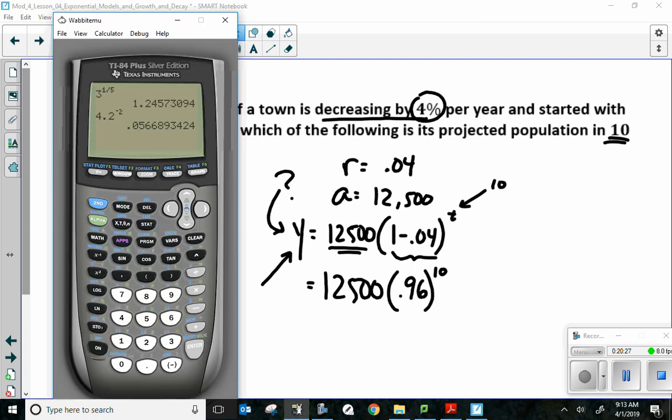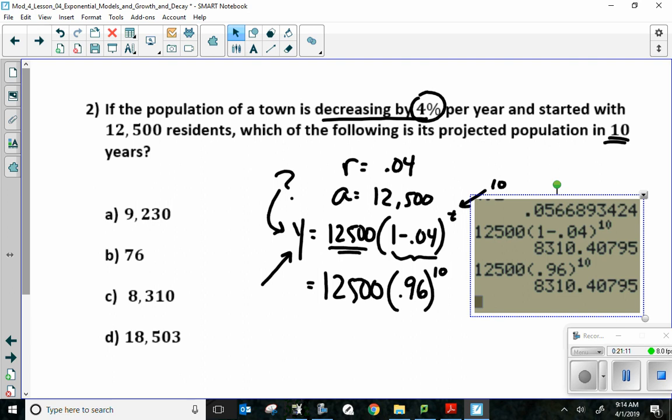Let's do that. Take 12,500 times 0.96. In fact, if this were a test, you could just say 1 minus 0.04 if you wanted to, raised to the 10. 8,310. Let's do the same thing, but let's make this 0.96. It should be the same. Okay, keep on going, keep on swimming. 0.96. And then if I delete, you should get the same thing, and you do. 8,310.